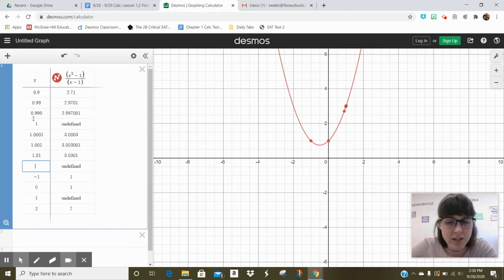Okay, so what we care about is what happens as x approaches 1. As you can see from this value, it looks like it's getting closer and closer to 3 because it says 2.997. And from this other side, it looks like it's getting closer and closer to 3 because this says 3.0003. Even though it's undefined at 1 itself, we check on both sides of 1, something less than that and something more than that, and we can see that it's approaching 3. So we would go back to our notes here.